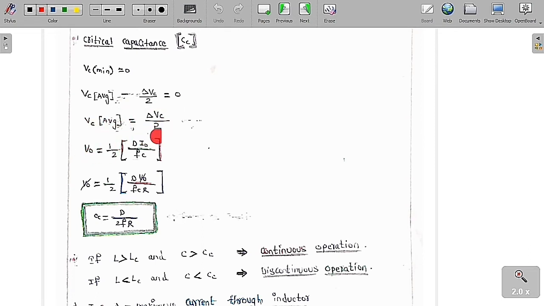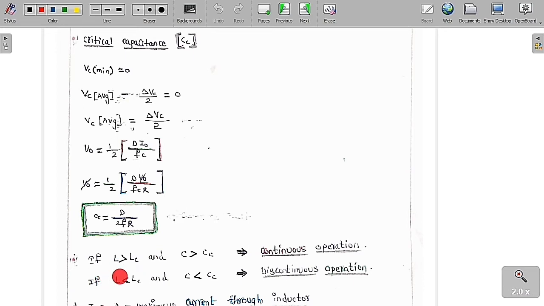Vc average is also equal to the output voltage. So V naught is equal to half into delta Vc, which we just showed is D I naught by F into C. So therefore half into D, and I naught is equal to V naught by R, so V naught by R into F into C. If you solve this, we finally get the critical capacitance equal to D by 2FR. So this is the value of the critical capacitance. If the value of C is greater than this critical capacitance, there is a continuous conduction in the capacitor voltage. Otherwise, there is no continuous conduction.